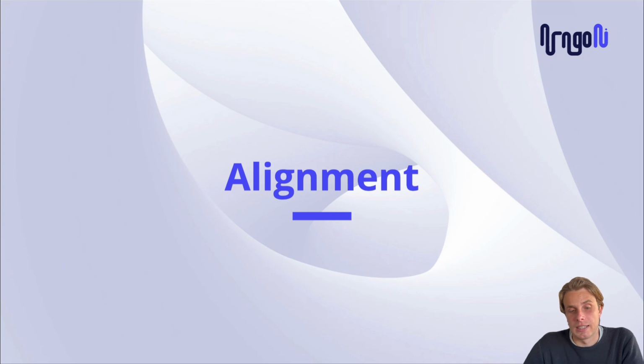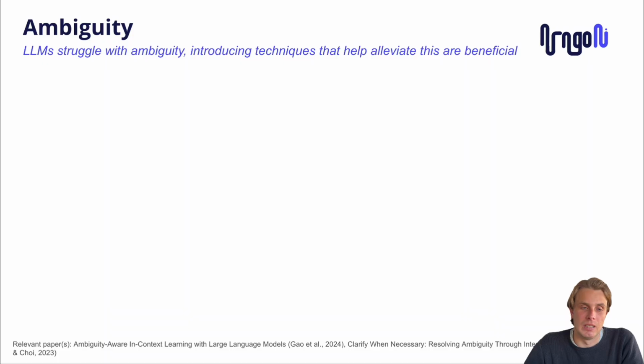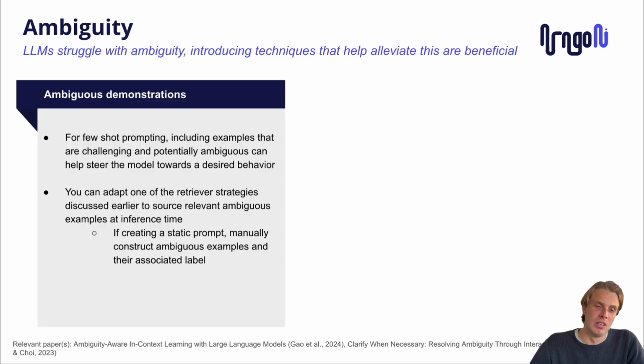Our final section today that we'll be discussing is alignment. So LLMs often struggle with ambiguity, and finding ways to alleviate some of this ambiguity has been associated with performance improvements, and you should try and do it where you can. So one simple way that you can do this, and this goes again to some of the previous examples we've spoken about, trying to make sure that we give representative examples, is we can provide, in a few shot context, ambiguous demonstrations.